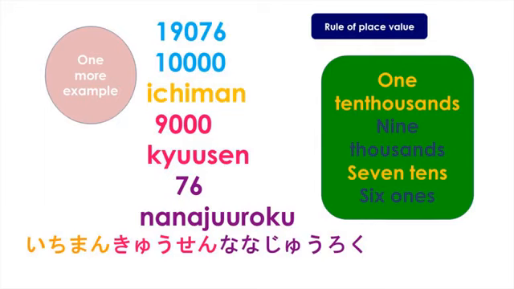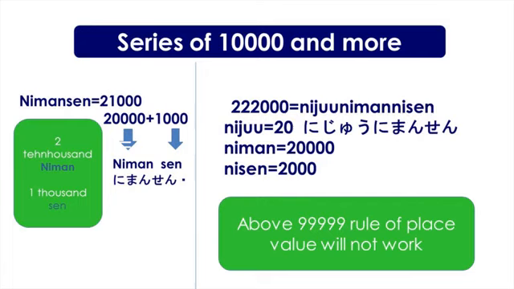Now I have compared two numbers. Look carefully at both the numbers, then you will know how to make larger numbers. So first number is 21,000, that is 20,000 plus 1,000. I have split these both numbers and in the parrot box place values are written. So at the thousands place we have 1,000 and at the 10,000s place we have 2, that will be 20,000. So the value will be Ni Man Sen.